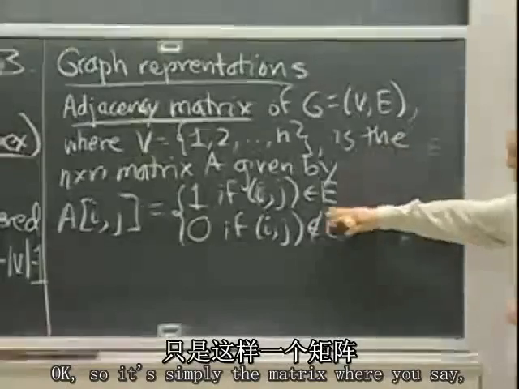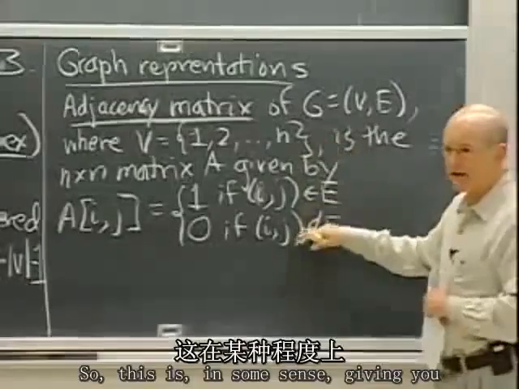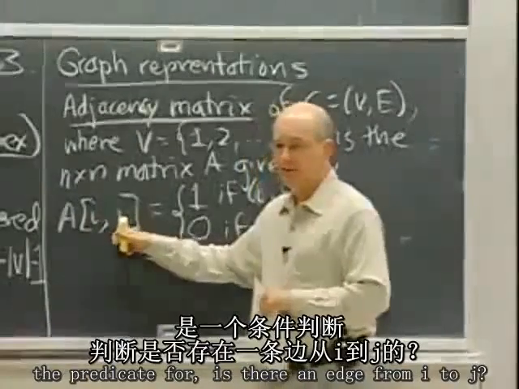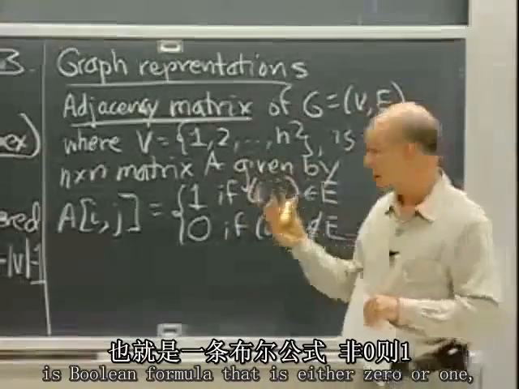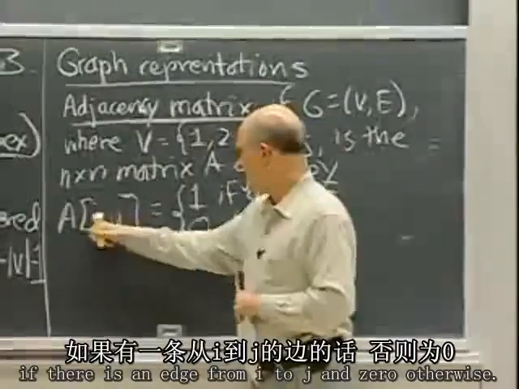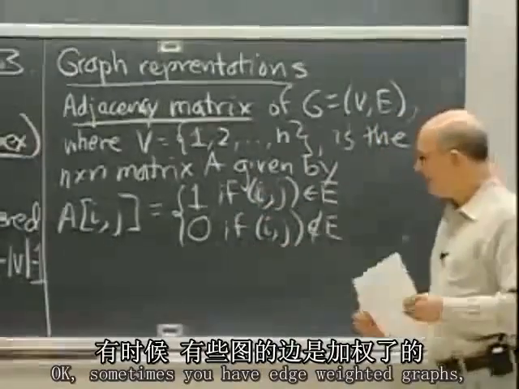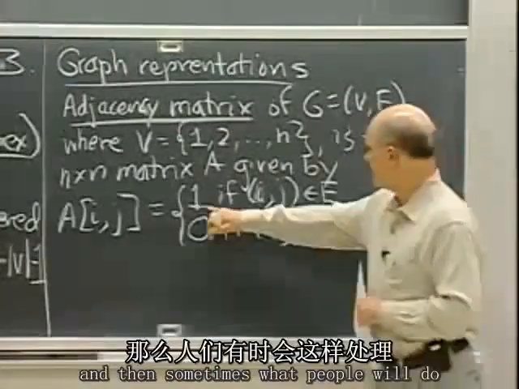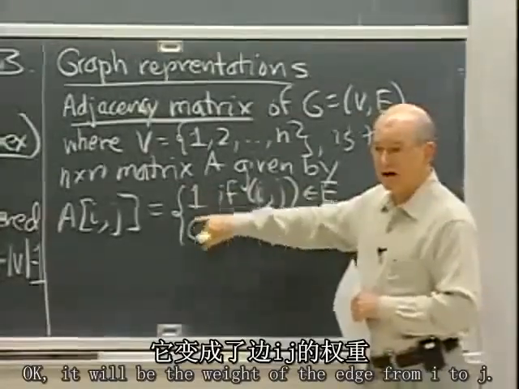So it's simply the matrix where the ijth entry is 1 if there's an edge. In some sense this gives you the predicate for is there an edge from i to j. Remember, a predicate is a Boolean formula that is either 0 or 1, and in this case it's 1 if there's an edge from i to j, and 0 otherwise. Sometimes you have weighted graphs, edge-weighted graphs, and then sometimes people will replace this by edge weights. It'll be the weight of the edge from i to j.